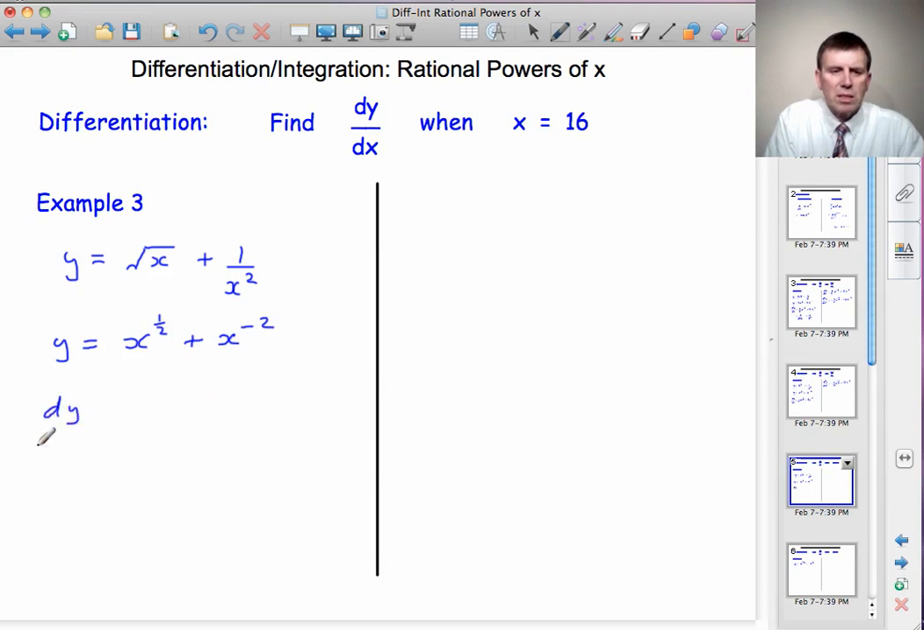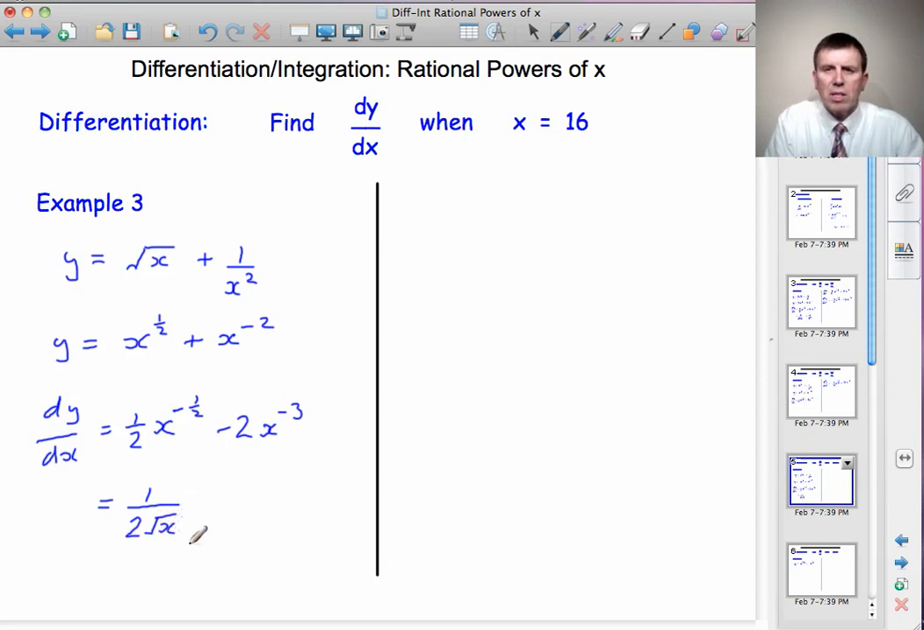Differentiate, dy by dx is equal to, the half comes to the front, x to the power 1 less than a half is minus a half. Differentiate plus x to the minus 2, the minus 2 comes to the front, and we end up with minus 2x to the power minus 3, 1 less than minus 2 being minus 3. And I'll rewrite that as 1 over 2 root x. x to the minus a half is 1 over x to the half, which is 1 over root x. Minus 2 over x cubed.